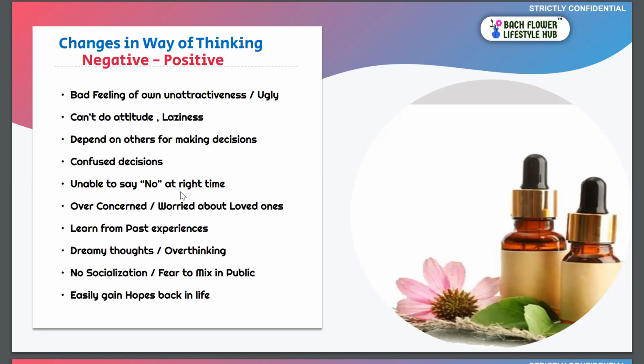Unable to say no. Many people who are unable to say no to others at the right time get into financial losses. So we can help them to say no at the right time so that they do not fall into the trap. Other people should not take benefit of them because they are not able to say no. So we can save those people. They will be able to say no and will confidently deal with situations. They should protect their aura and their own identity. Okay.